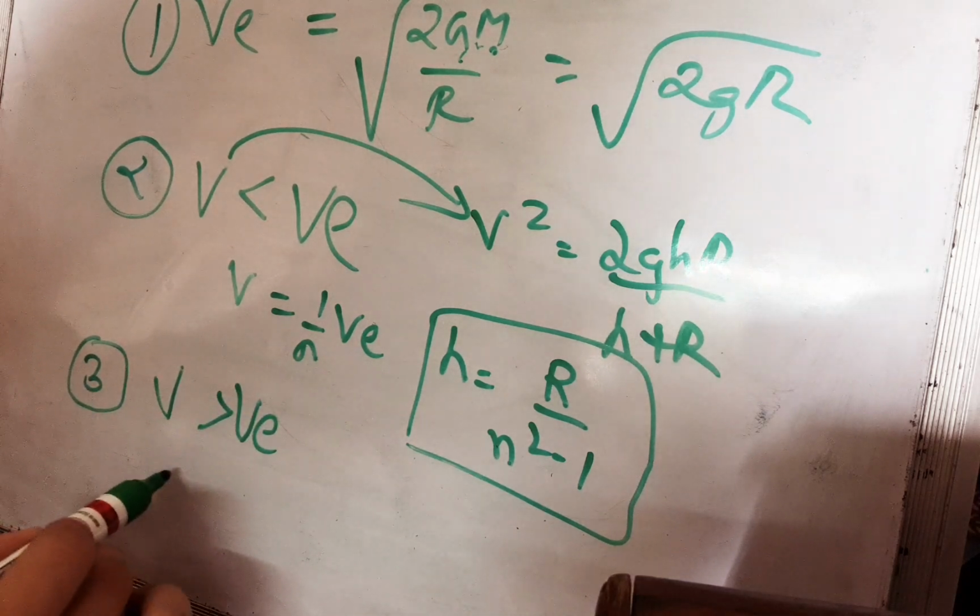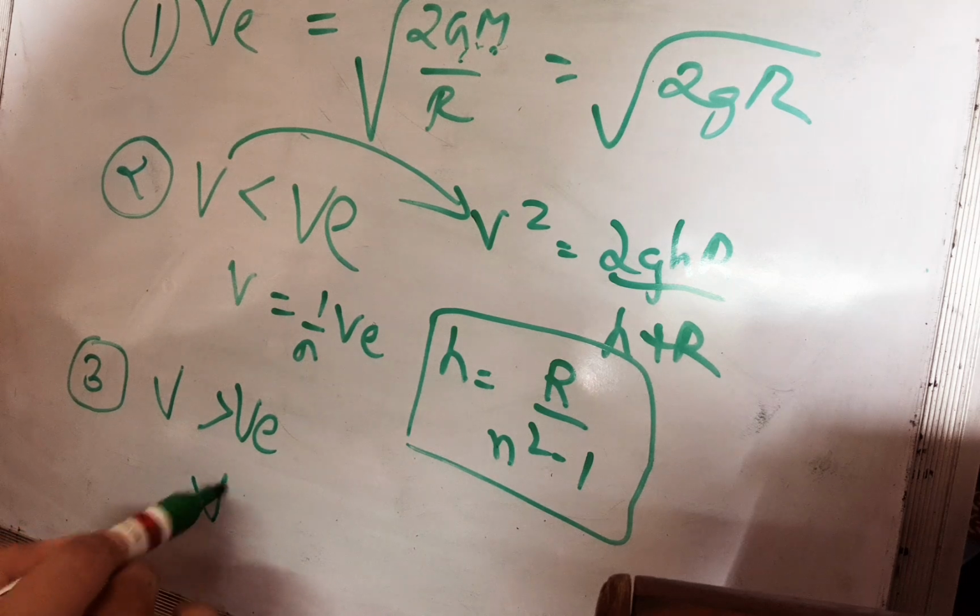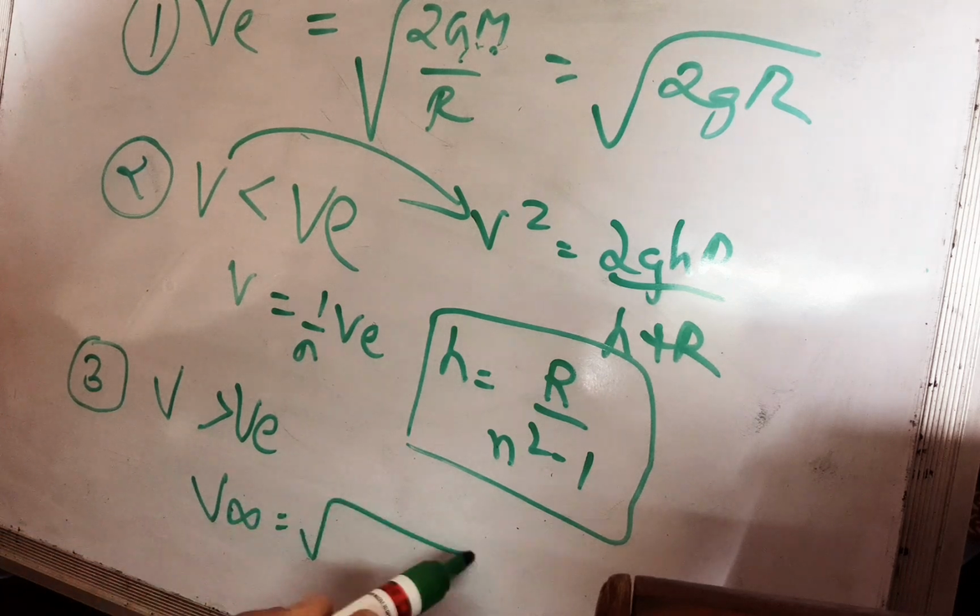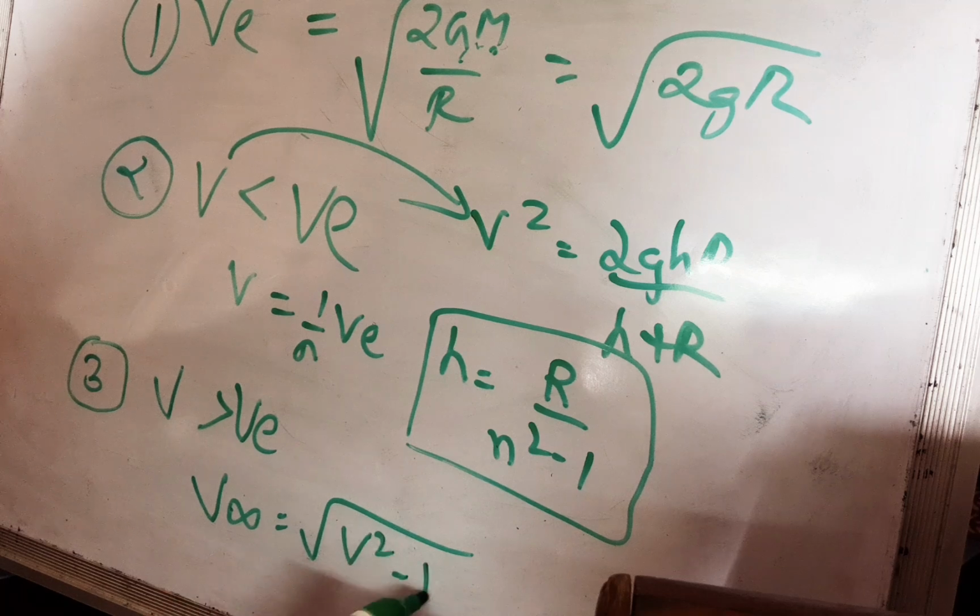When it is greater than, then what will be the velocity at infinity distance? Means v infinity is equal to under root of v square minus Ve square.